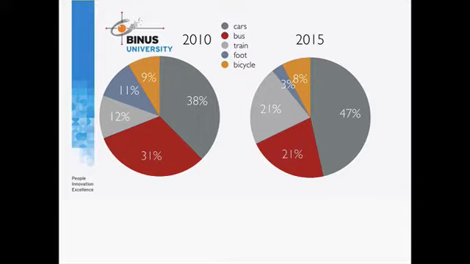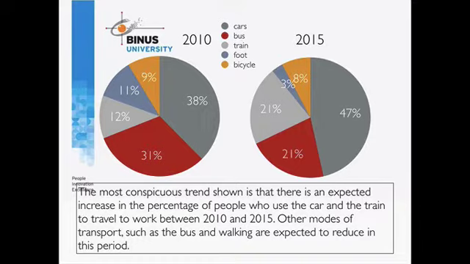So with this particular graph where you have pie charts, of course, the main trends will be the changes in the pieces of the chart. And you can see that you've got the increase in cars, you've got the decrease in buses, and then you've got the train increase and so on. So basically, you'd write something like this. The most conspicuous trend shown is that there is an expected increase in the percentage of people who use the car and the train to travel to work between 2010 and 2015.